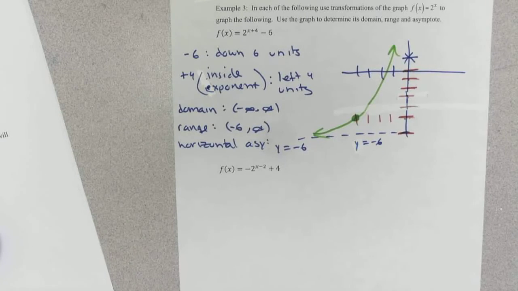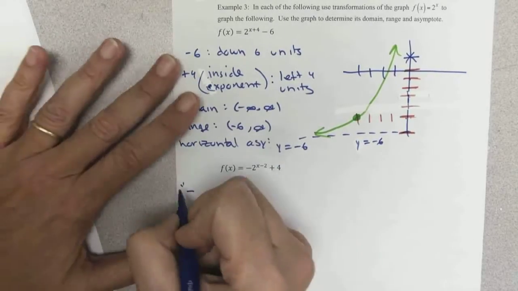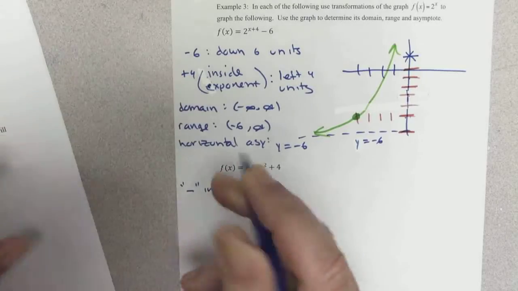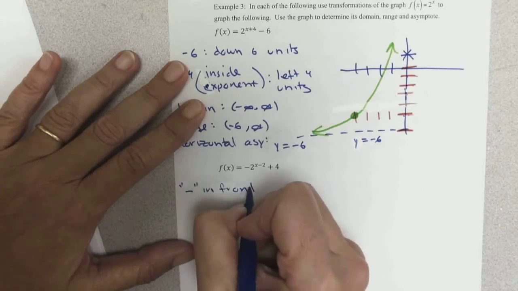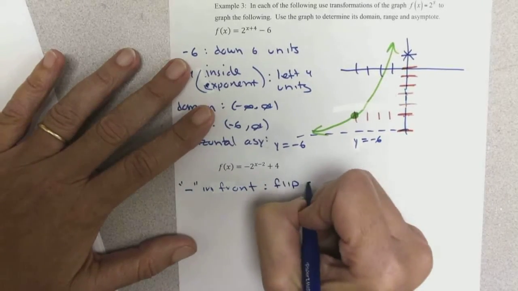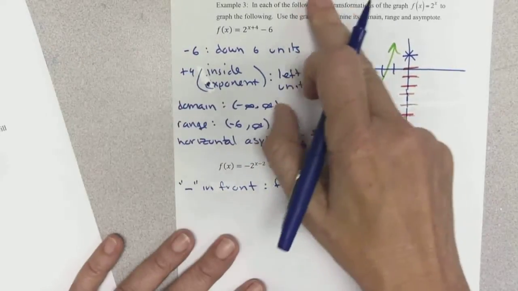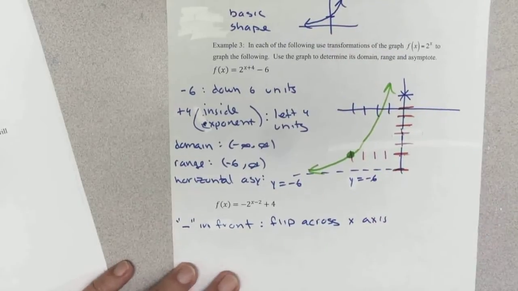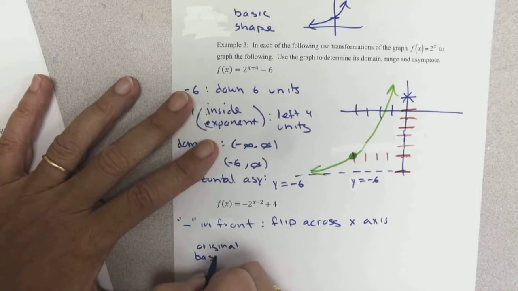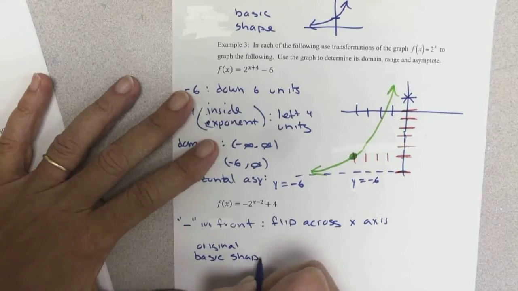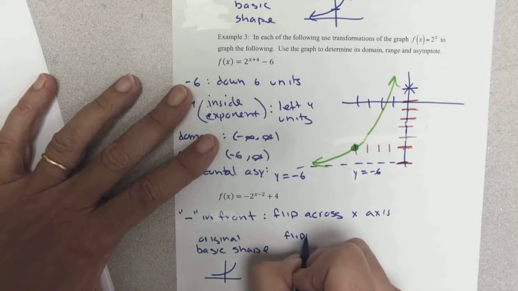Okay, so a lot of the same stuff going on, but this time we have that negative out in front. We think back to what the negative in front does, and that flipped it across the x-axis. So instead of going up, there's my original basic shape, and there's my flipped shape.